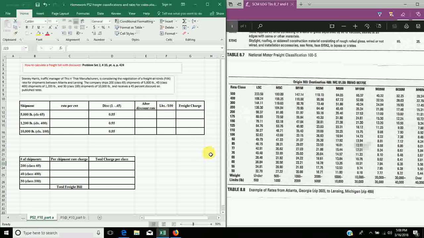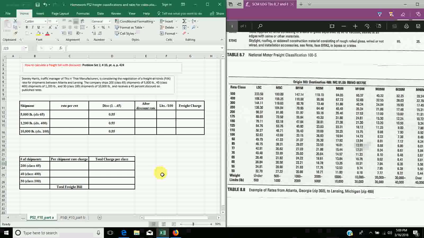Because what we want to eventually get is a total freight bill that we can compare, well, for Stanley Harris, that total bill versus a FAK, or freight all kinds rate, for shipments based on the total amount of poundage. But we got to do part A first. So let's get into it.